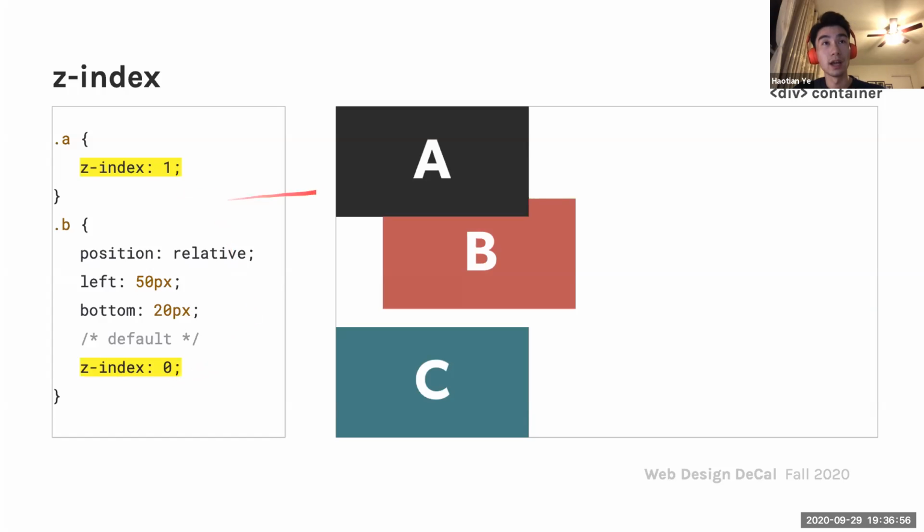So now since A has a higher Z index than B, it will be on top of B. And for Z index, the range goes from negative infinity to infinity, so you can use negative numbers and positive numbers. I could literally say Z index 1 million, and then here's Z index 999,999, and it would still look the same as 1 and 0.